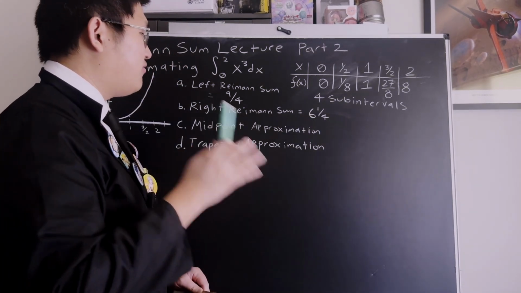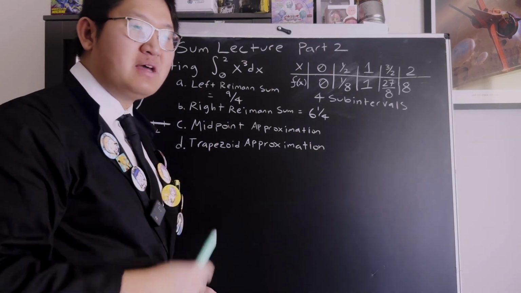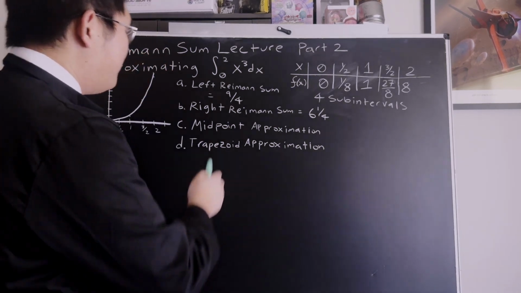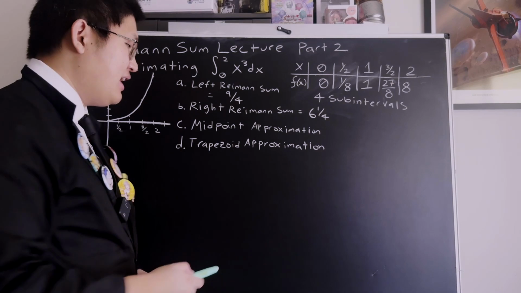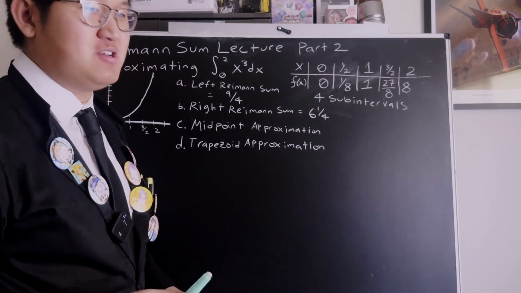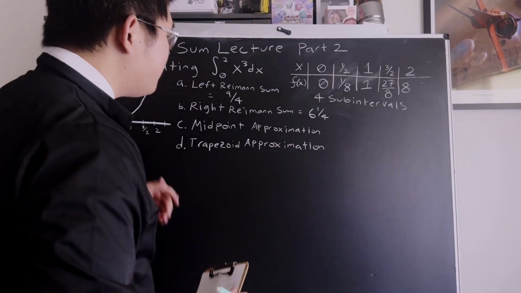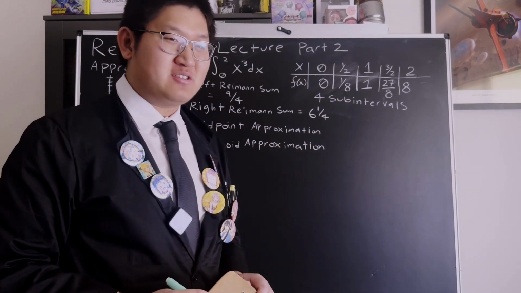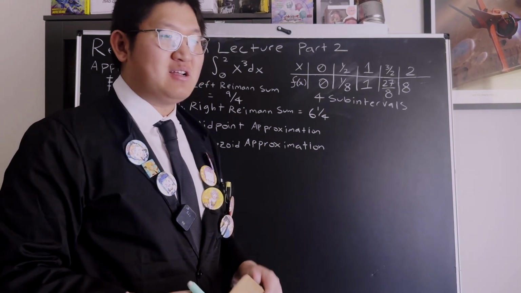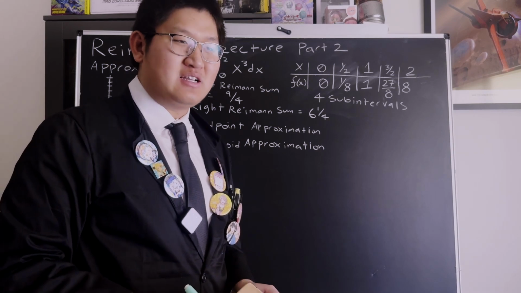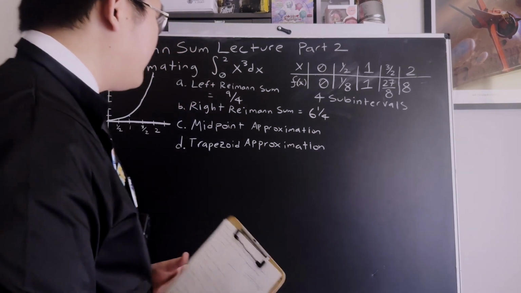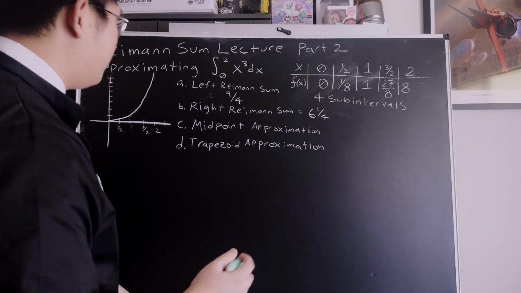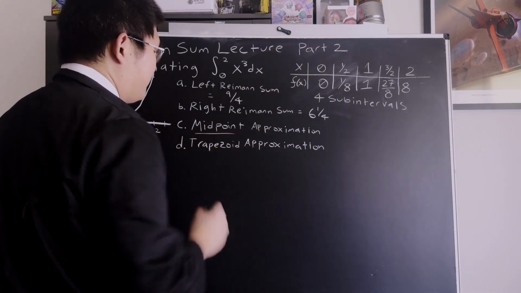Okay, and so from there, we have just 2 more methods to go over today, which will be the midpoint approximation and then the trapezoid approximation. Okay, so not too bad. Everything is meant to be using simple geometries just for us to be able to approximate or get an idea what it looks like underneath the curve. Okay, so let's begin here first with the midpoint approximation.